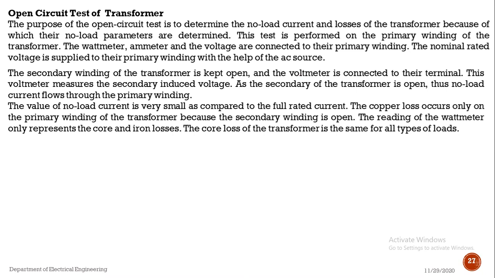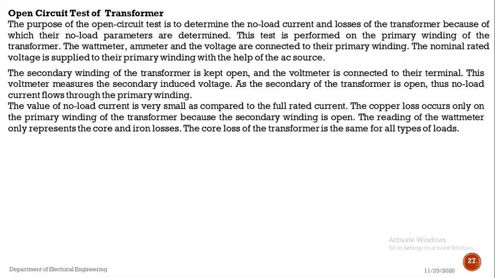The value of the no load current is very small as compared to the full load rated current. Full load rated current शी compare करता त्याची जी value असेल, it is very small, near about 5 to 10% or 15% of the rated current. Rated current च्या 10 ते 15% मध्ये असेल. जर rated current 10 ampere असेल तर no load current may be near about 1 ampere, or it may be 1.5 or 2 ampere.